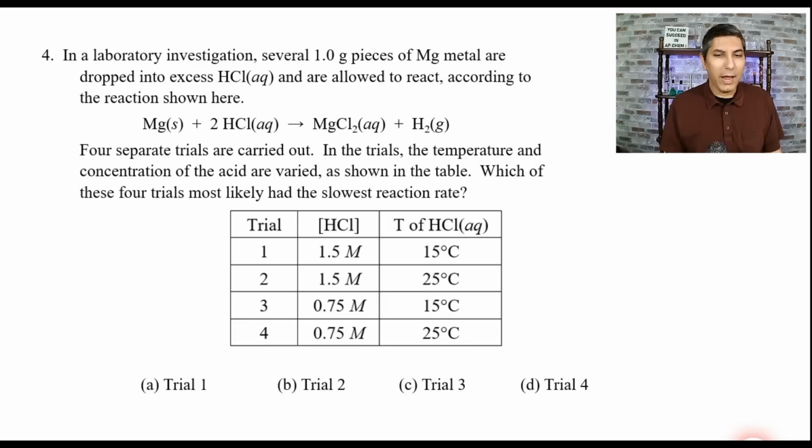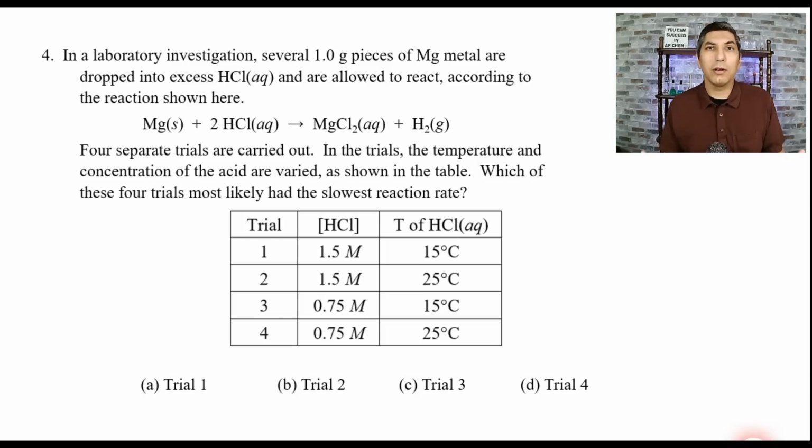Question 4, we have a laboratory investigation. It says several 1 gram pieces of magnesium metal are dropped into excess hydrochloric acid and are allowed to react according to the reaction we see here. 4 separate trials are carried out. In the trials, the temperature and concentration of the acid are varied, as shown in this table. Which of these 4 trials most likely had the slowest reaction rate?